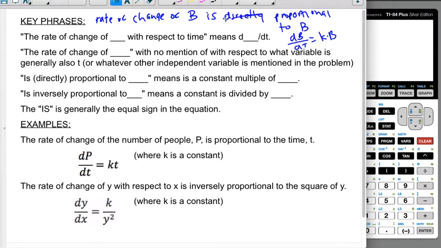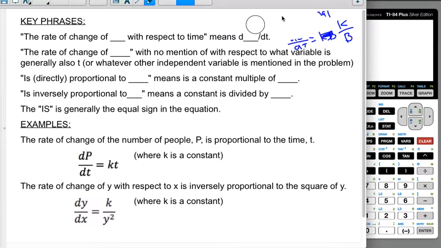If I had said inversely instead of directly, then it wouldn't be k times B, it would be k over B. So that's the idea that we want to be able to translate these phrases into an equation. The "is" in the statement is generally the equal sign in the equation. So here are a couple of examples.